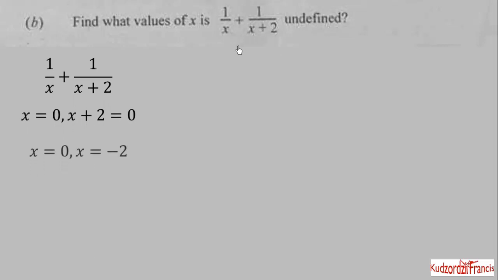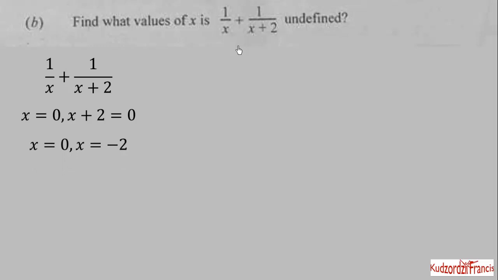Then the B aspect of question 30, we are supposed to find the values of x that will make this equation undefined. So we know this is undefined when the denominator is equal to 0. So the function, even though it is made up of individual functions, each of them must be defined. So the function is not defined when x is equal to 0 and when x plus 2 is equal to 0. So the answer is x equals 0 and x equals negative 2. These are the values for which the function is undefined.